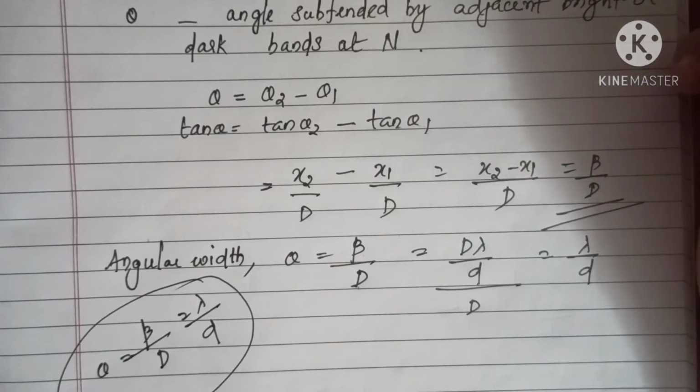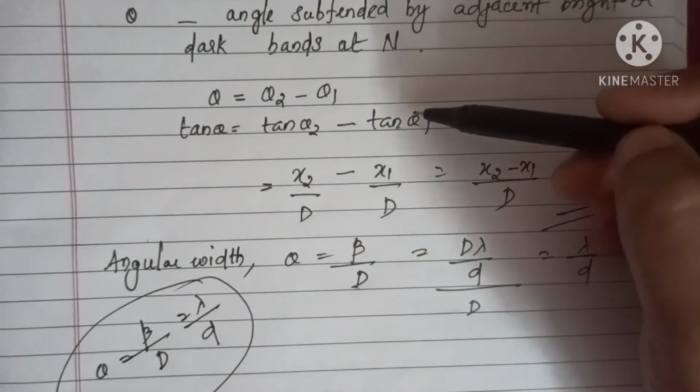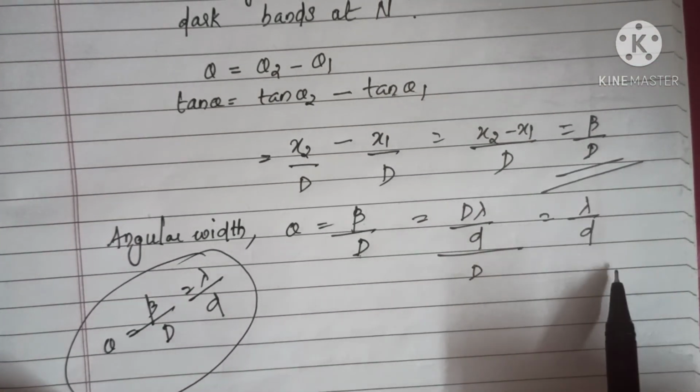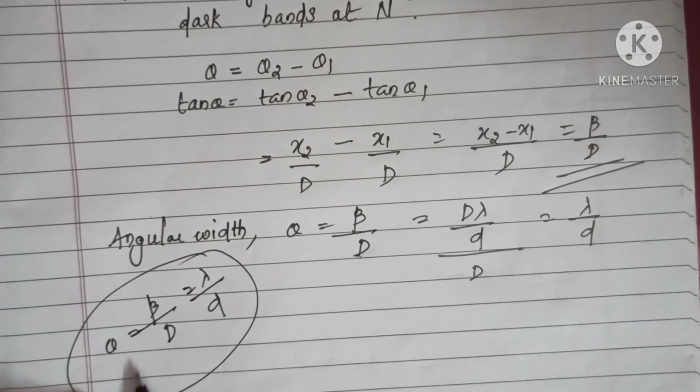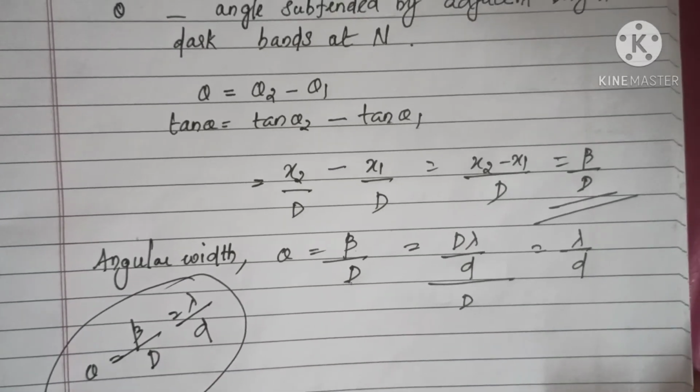Since the theta angle is very small, you can take the tan of the points. So finally you will get the expression like this. So angular width has two expressions, beta by capital D or lambda by small d. Okay, now we will move to our question.